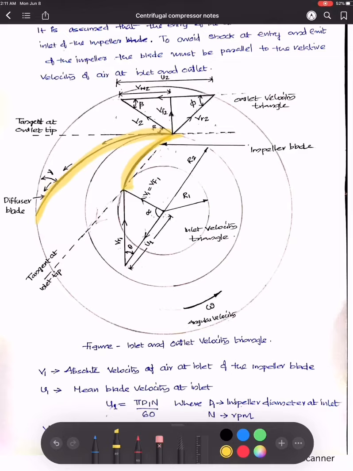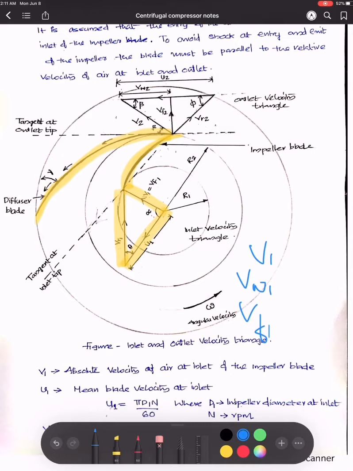You have the absolute velocity V1. U1 is the mean velocity of the blade, and the relative velocity of V1 and U1 is VR1. The absolute velocity V1 has two components. The horizontal component VW1, which is called the velocity of whirl, and VF1 is the vertical component. It is called the velocity of flow.